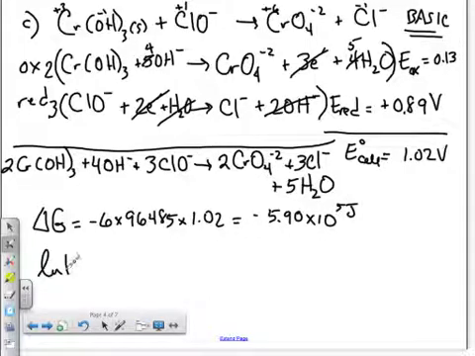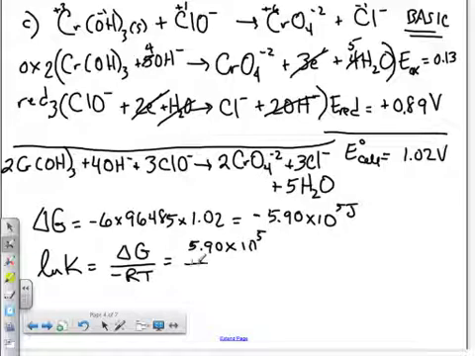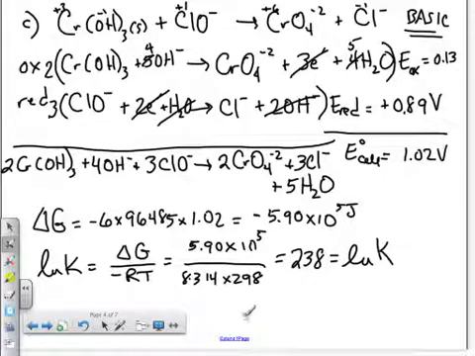Getting our K from that, delta G over negative RT, the negatives go away, so that was a negative 5.90 times 10 to the 5th divided by that 8.314 times 298. Now that comes out to 238, and that is equal to ln K. I'm not finished. So e to the ln K equals e to the 238, and I don't know about your calculator, but my calculator gave me an overflow error on this.